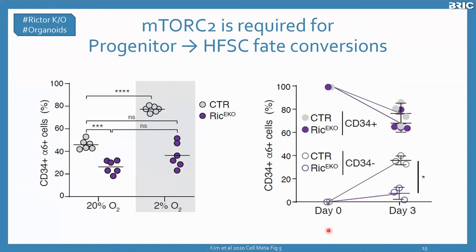However, strikingly, when you look here, when the RICTOR knockout cells were cultured, they were unable to produce hair follicle stem cells when compared to control. So this was another piece of data that confirmed that mTORC2 is required for progenitors to convert their fate into hair follicle stem cells.